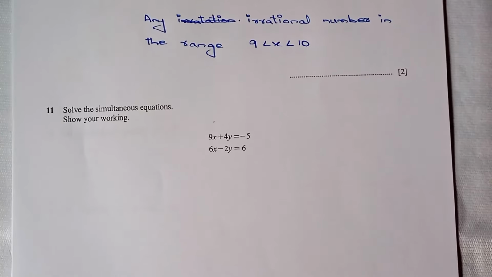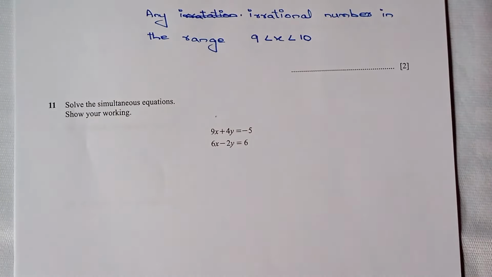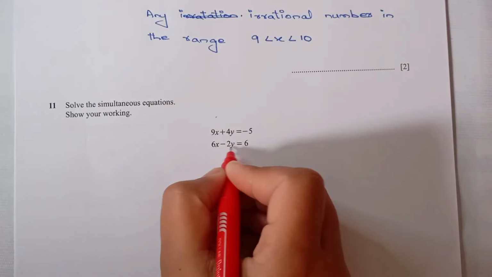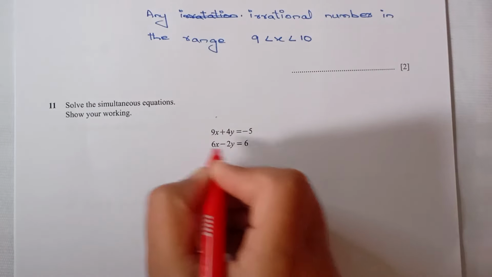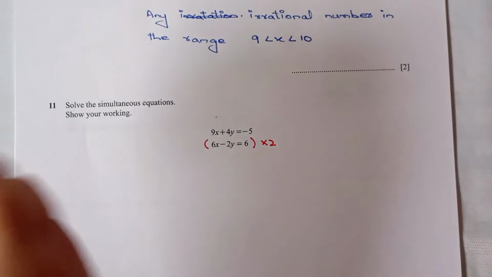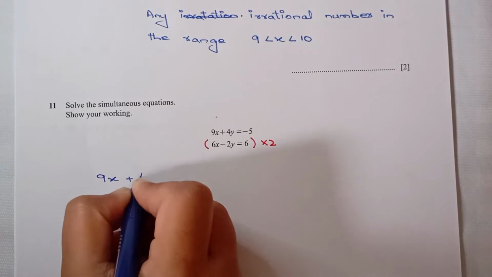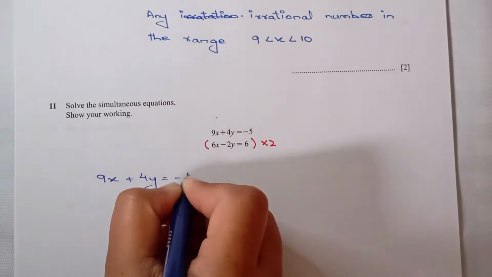Now for question number 11, solve the simultaneous equations, show your working. Okay, so we have a system of equations. We can solve it by substitution or elimination. So I want to use elimination. As you can see, the y variable is negative 2. If I multiply the second equation by 2, I can cancel the y. So the first equation is the same, 9x plus 4y equals negative 5.